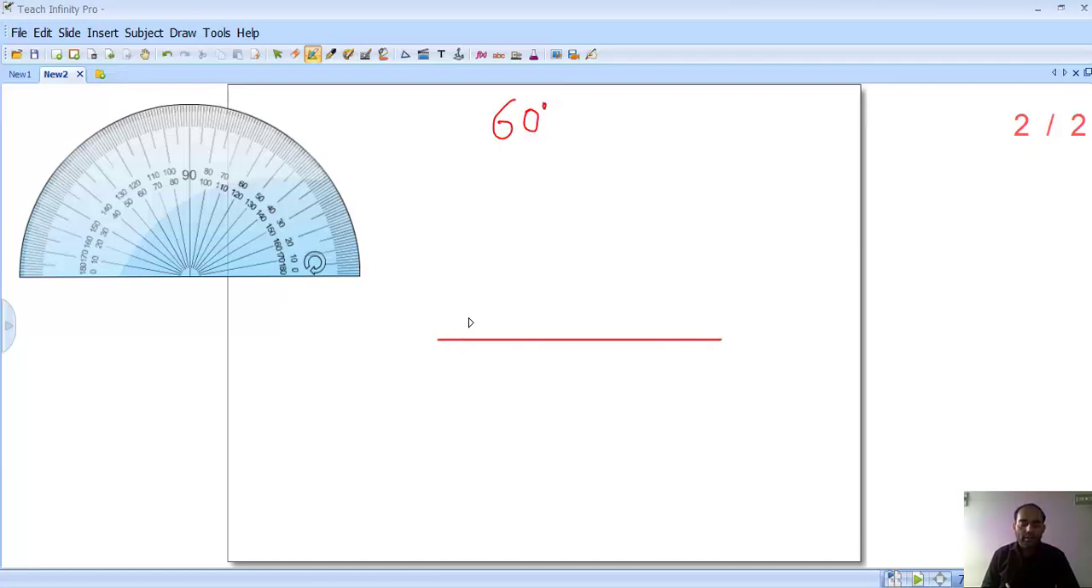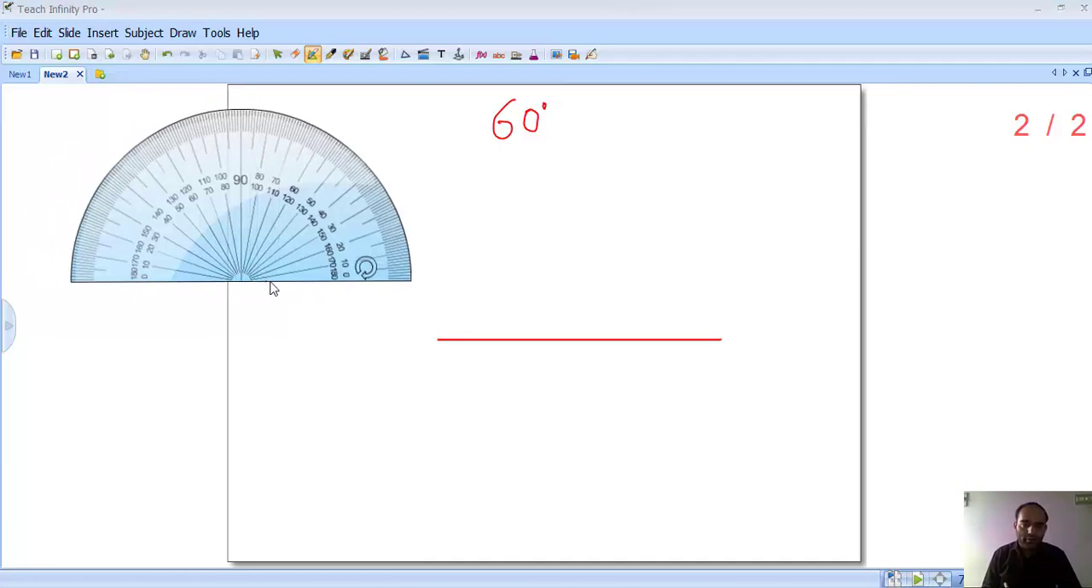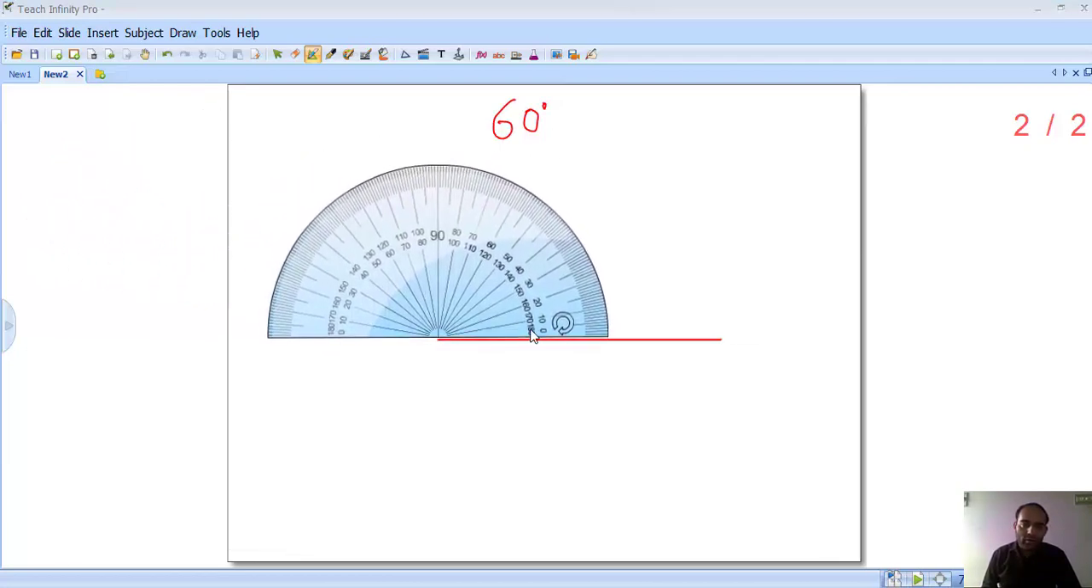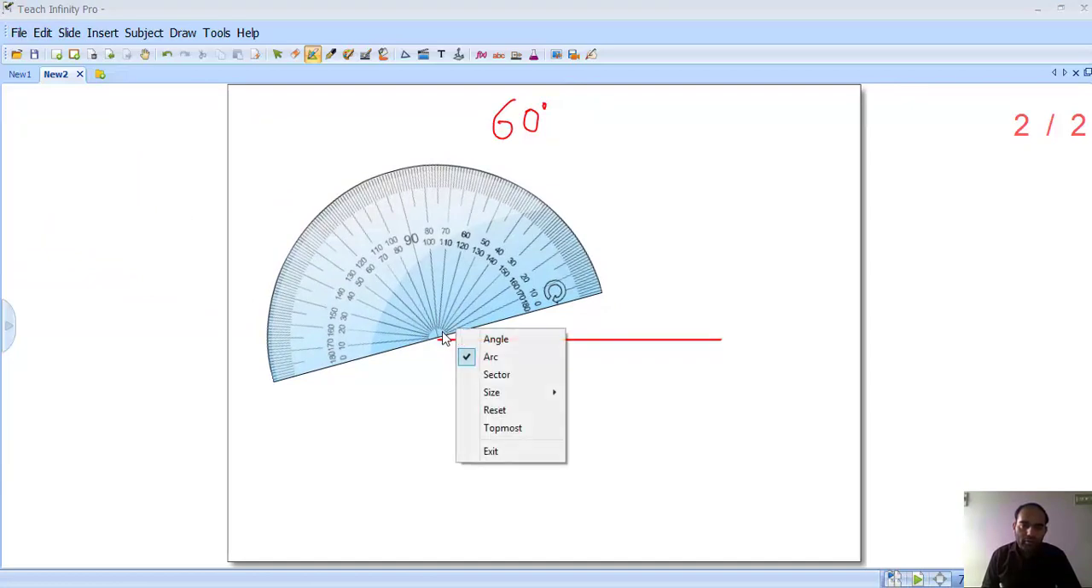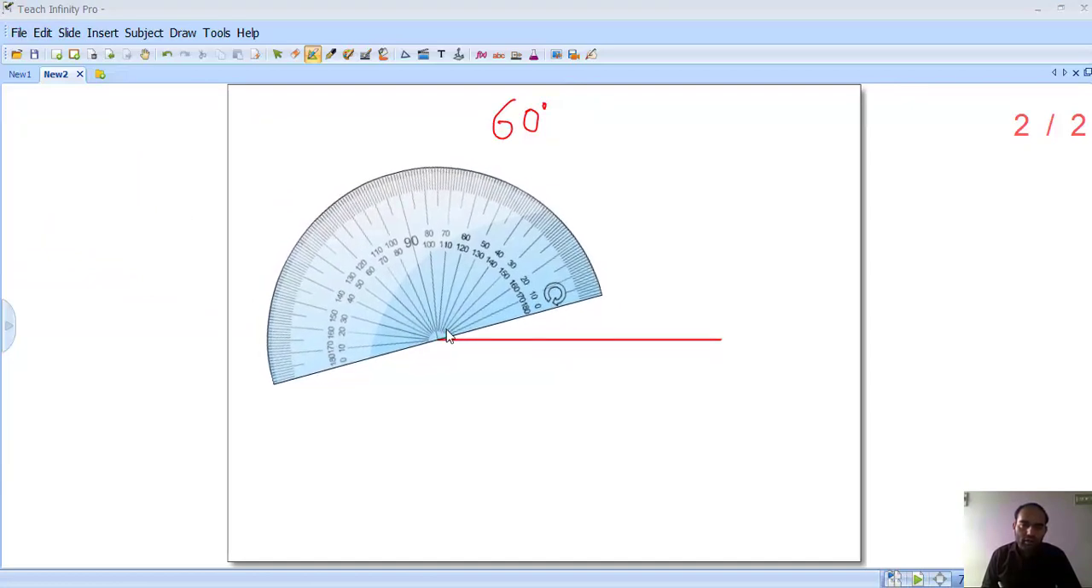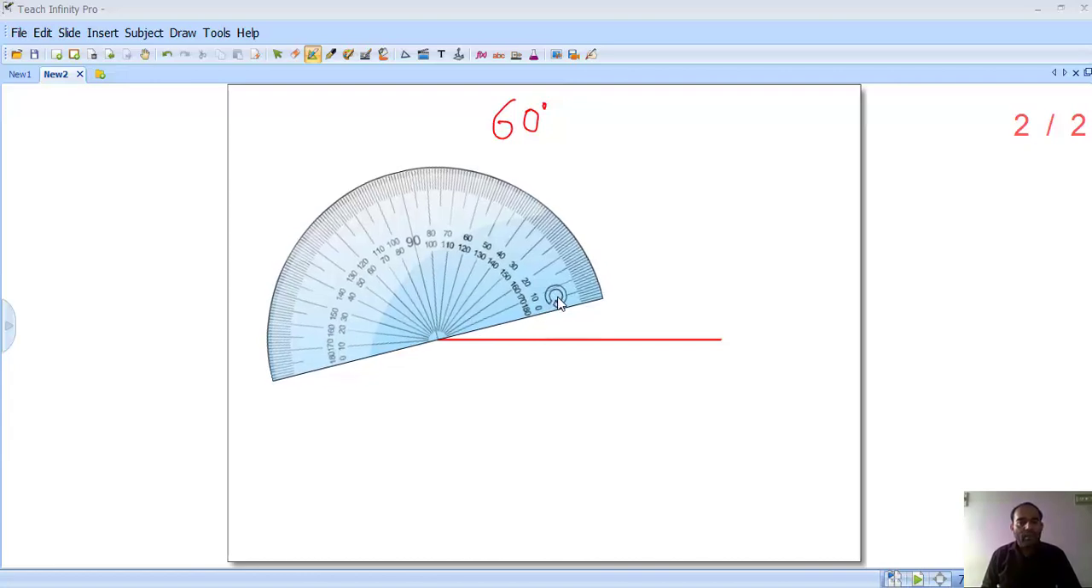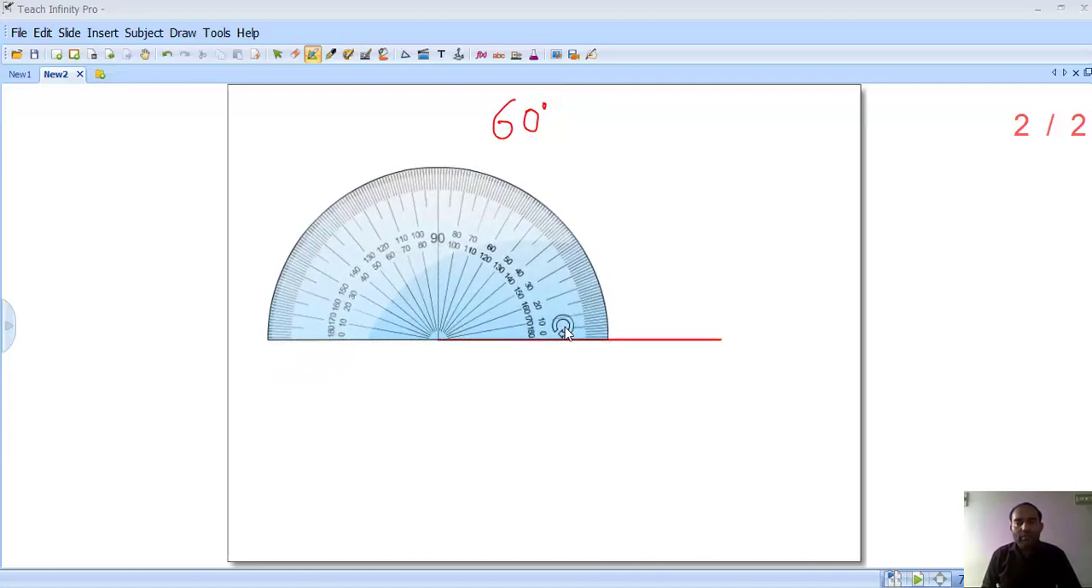Then take your protractor. The midpoint of the protractor should come at one corner of the line. Now the midpoint is at one corner of the line. What is the second step? The line which you have drawn must be overlapping with one zero line of the protractor.